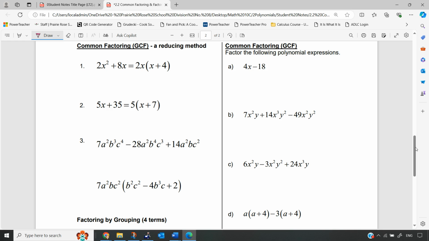We're going to take a look at a few examples here, and then I'm going to have you try some on your own. For example 1, I have 2x squared plus 8x. When that's in factored form, I have 2x times x plus 4. Now in order to factor this polynomial, I'm going to start by looking for my GCF.